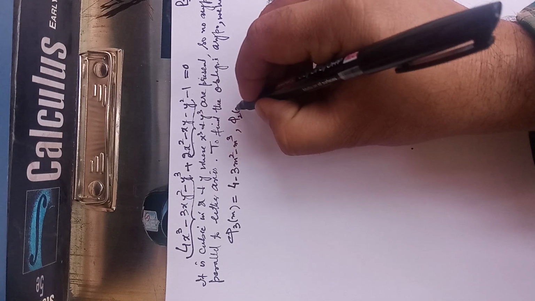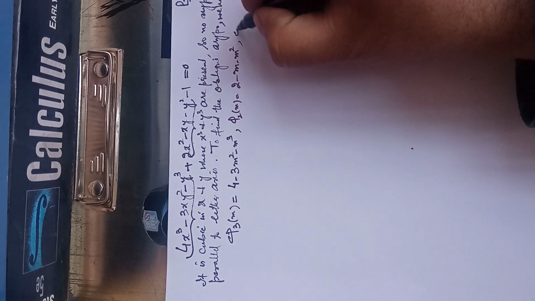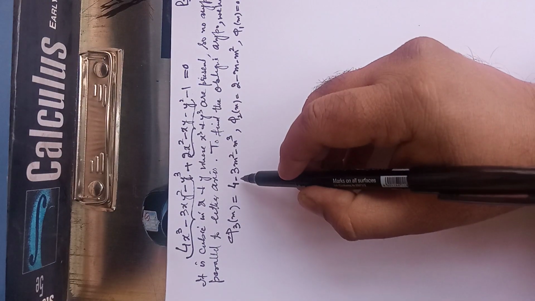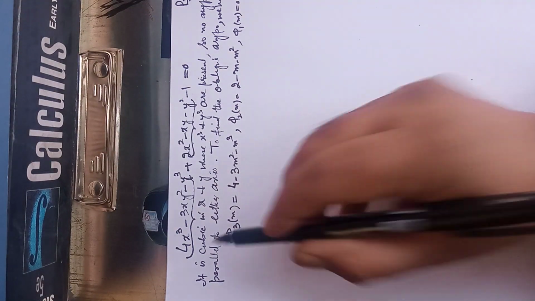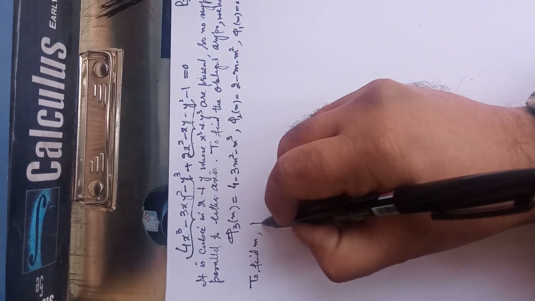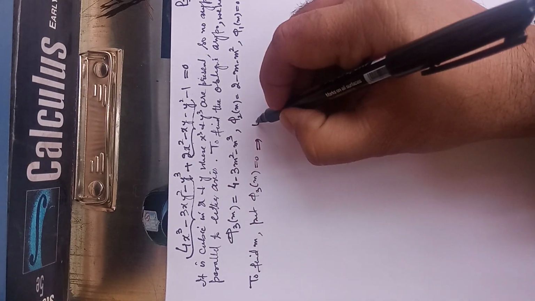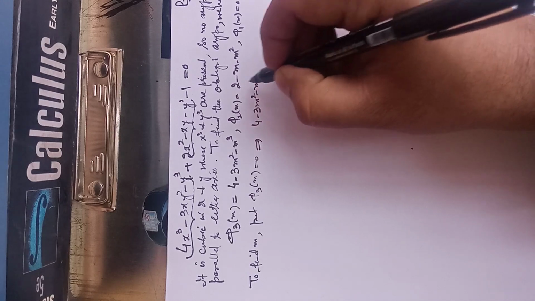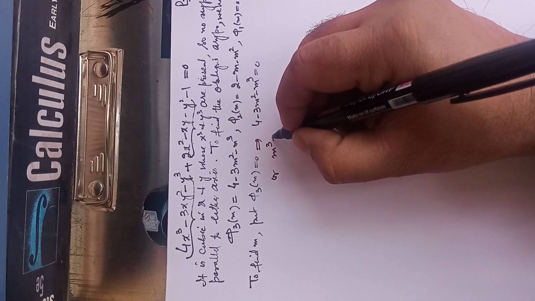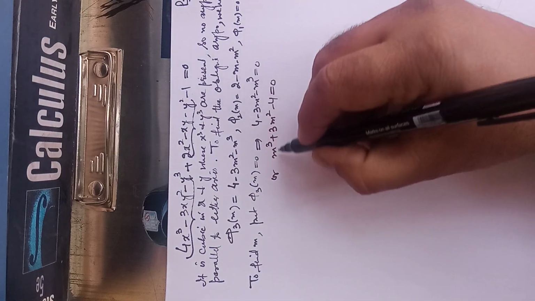Phi 2m is 2 minus m square. Phi 1m is 0, and so on. Now in order to get m, we have to choose phi 3m equal 0. To find m, put phi 3m equal to 0. This means 4 minus 3m square minus m cube equals 0, or m cube plus 3m square minus 4 equals 0. You see, m equal to 1 satisfies it.